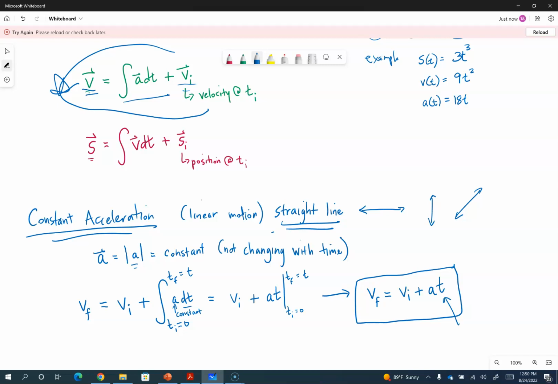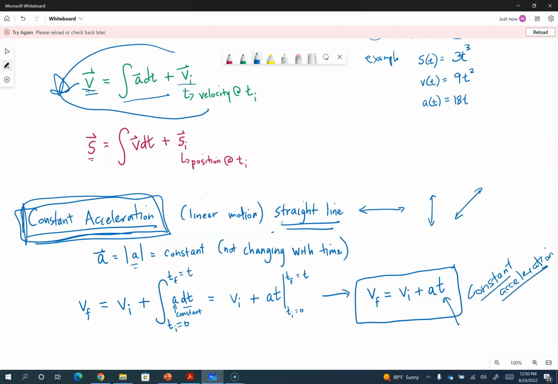This is a really nice relationship. We have to keep in mind, though, that we've derived this assuming constant acceleration. If we are solving a problem and we know the acceleration is constant, we can totally use this equation. We do not need to integrate again. We can, but we don't need to, which is very nice.